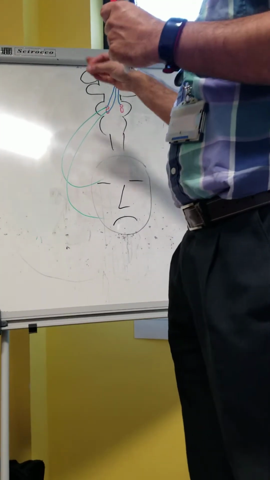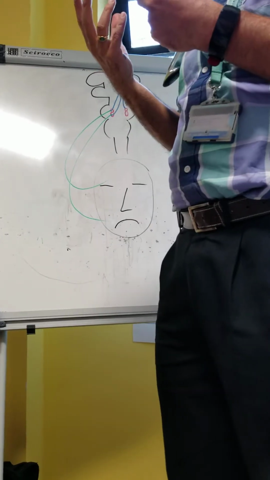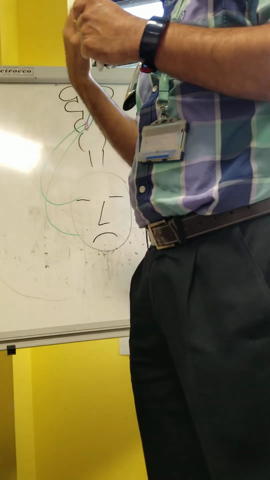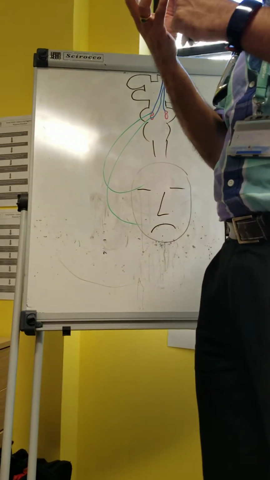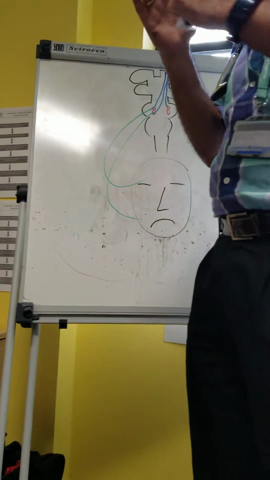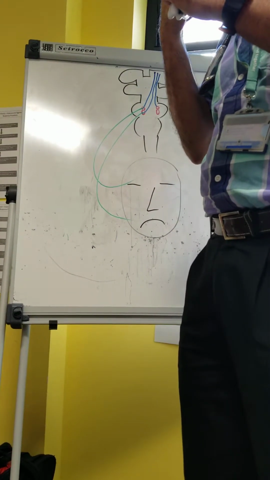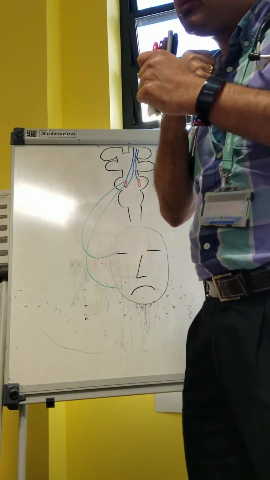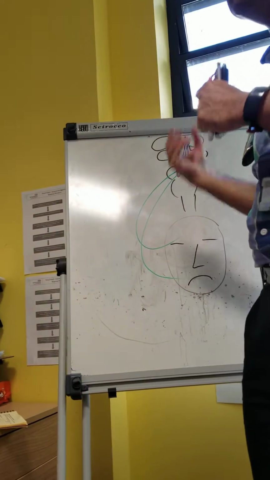Now, if you look at the 7th and 5th, these are branchiomotor nuclei. So 5th, 7th, 9th, 10th, they are not just voluntary, they are not just motor. For example, when you swallow, that's the 9th and 10th. You can swallow voluntarily, and you can do it involuntarily as well. So it has got a branchiomotor nucleus, not pure motor.